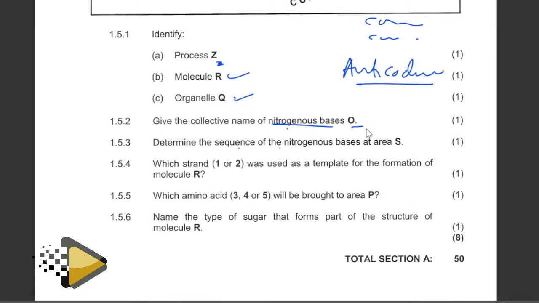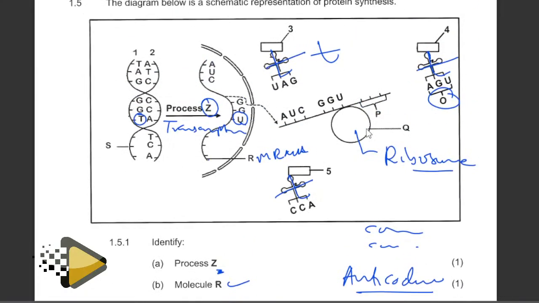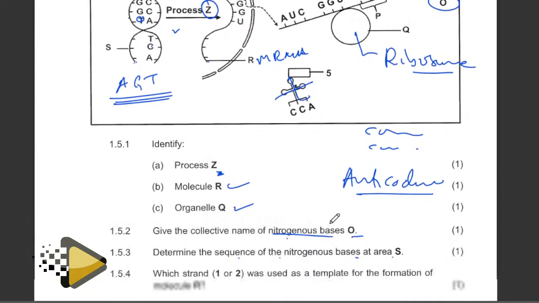Determine the sequence of the nitrogenous base at S. Where is S? Oh, it's here. And remember, let me check, this has T, and this one also has T. Therefore, this strand is for DNA. Therefore, T goes with A, and then C goes with G, and then A goes with T. So basically, that's what you're supposed to write there.